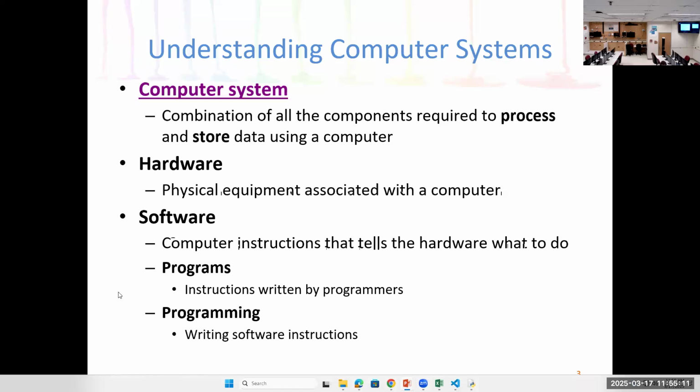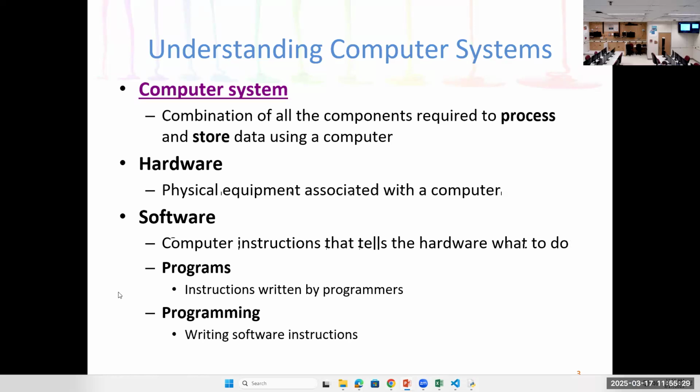The software is the instruction, the program, right? It is the computer instruction that tells the hardware what to do. So basically, the software breaks down into the program and the programming. So what is the program? A program is an instruction written by a programmer.